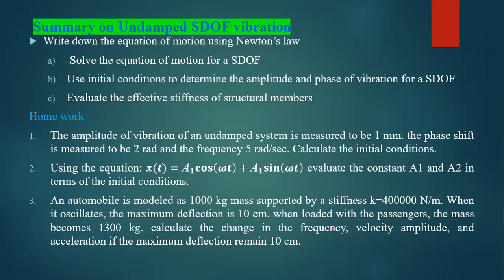So to summarize today's lecture: write down the equation of motion using Newton's law. Someone can write it using the energy conservation law, or using D'Alembert's principle, and so on, and solve the equation of motion for a single degree of freedom system for the undamped case. Then use initial conditions to determine the amplitude and phase of vibration from the free body diagram. Again, evaluate the effective stiffness of structures and members.